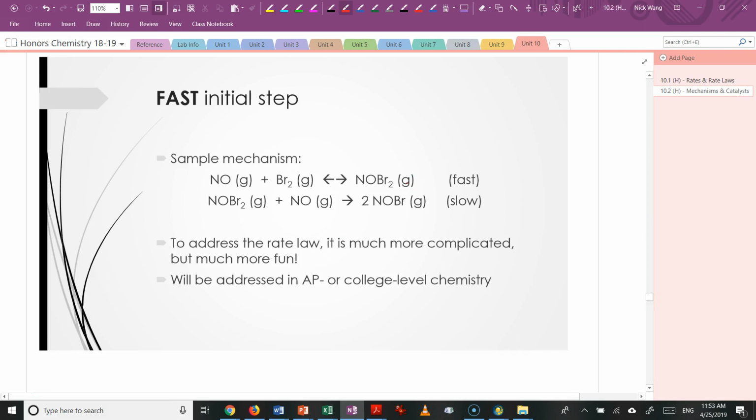But what you notice here is that the second step is a slow step. So the latter step is the rate determining step. Unfortunately, we don't have enough time to get through this, so it's actually a little bit more fun, to me anyway, but that's going to be something that you can do in AP Chemistry. So again, if you have a fast initial step, we're not really going to be doing it. We'll only be doing mechanisms where the first step is the slow step. All right, that'll do it.